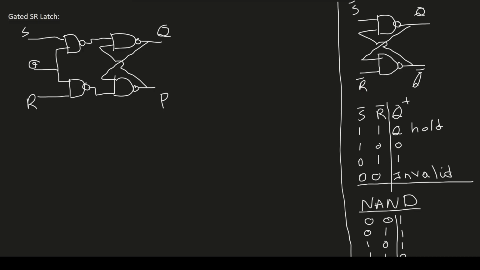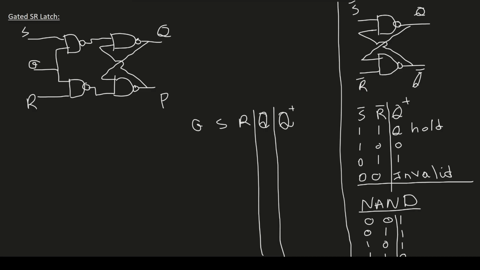So now we want to see how we can derive the state table of the gated SR latch. We have three inputs: G, S, and R. And we have the current state of the system, Q. And then we want to find out what the next state, Q plus, is. For GSR, we will have 8 different combinations because of 3 inputs.